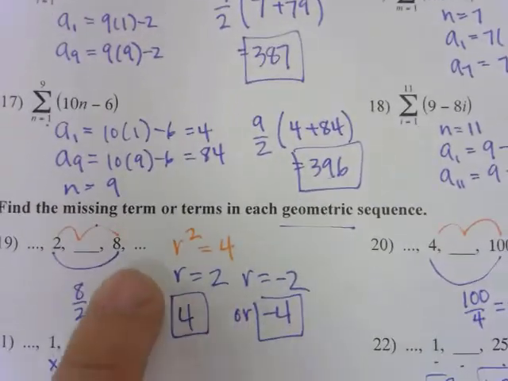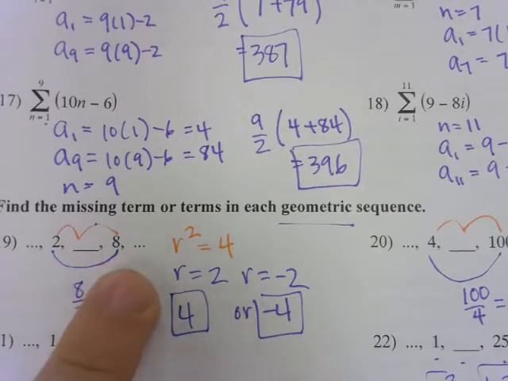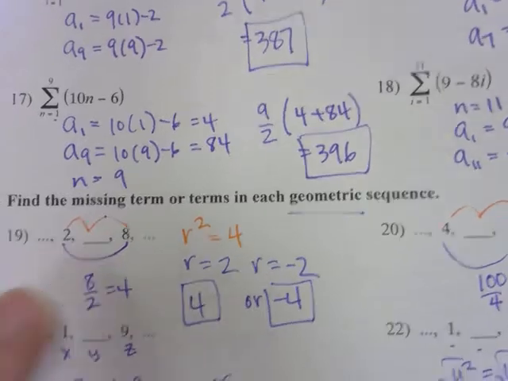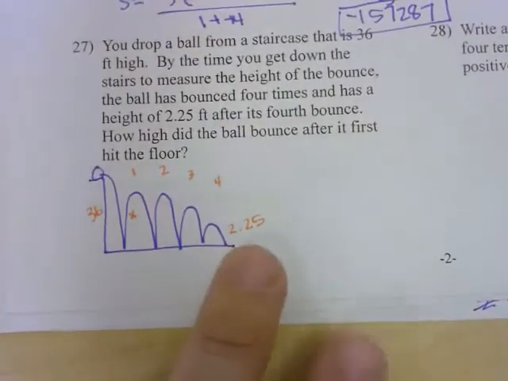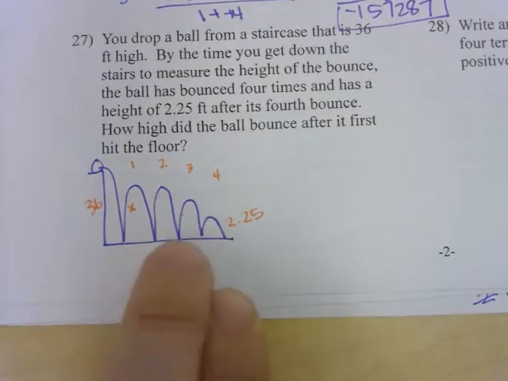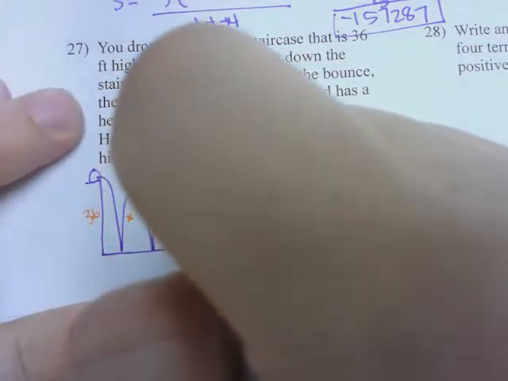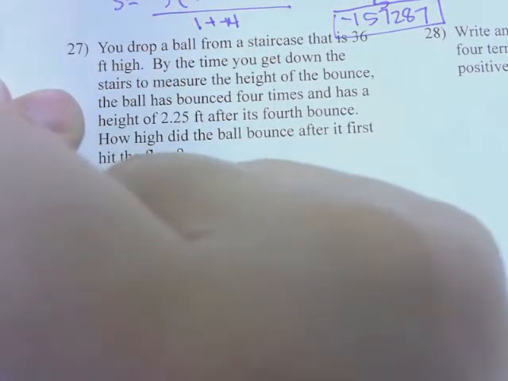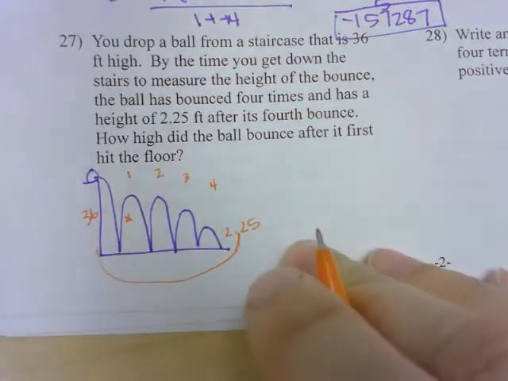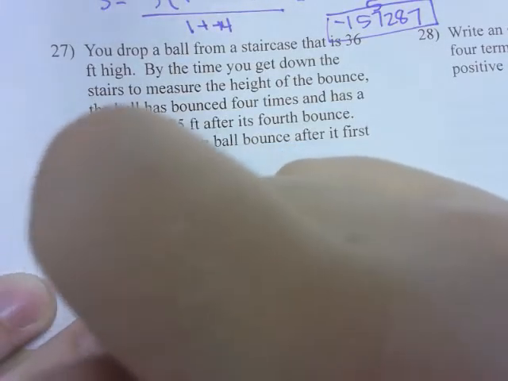So I would do these very similar to how I was doing these up here. Let's find the common ratio by dividing that out. This one was a whole number because 8 divided by 2 is 4. This one's going to be a decimal because 2.25 divided by 36 is going to be less than 1. So from here to here, 2.25 divided by 36 is 0.0625.